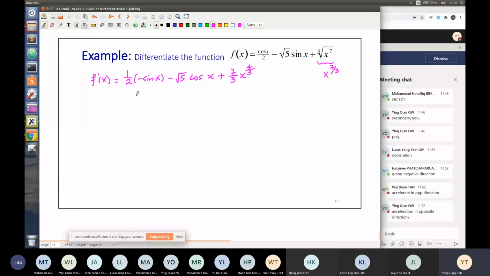So hence I have minus sine x over 2 minus square root of 5 times cosine x plus 7 over 3 x to the power of 4 over 3. I think I just leave it as 4 over 3, because writing it as a fourth root is a bit weird. So this is the answer. Questions?